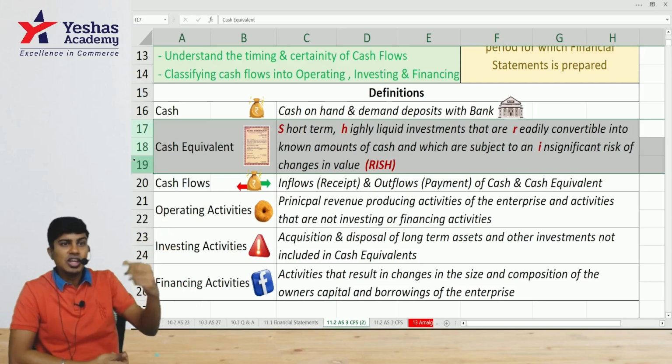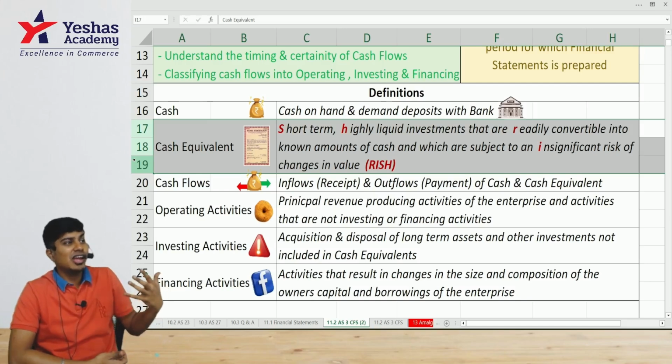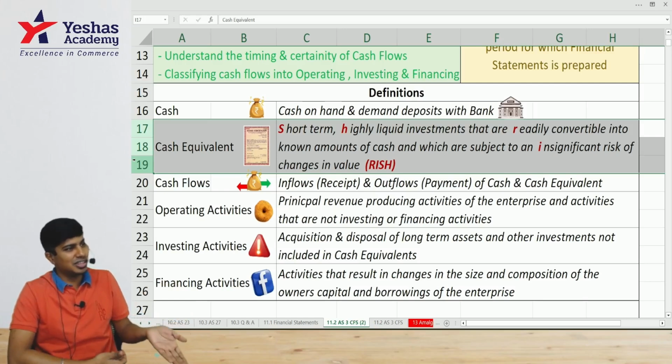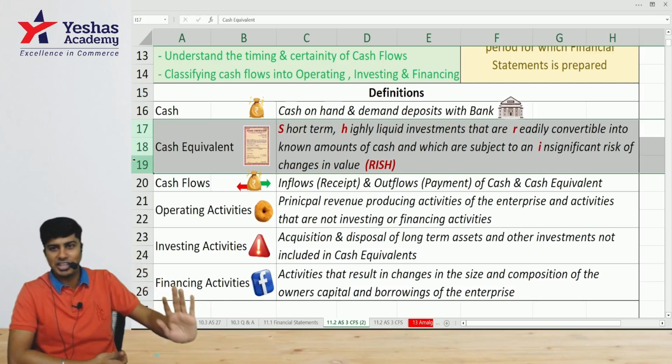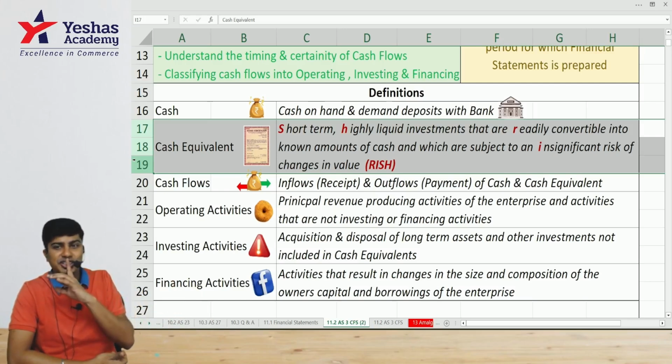You understand? If you have too much cash, you are called as what? You are very rich, but you should not tell everyone that you are rich. The moment you tell everyone, the way they treat you is very different. So you are about to tell you are rich, but don't tell. You realize that you are not rich. So it is RISH.